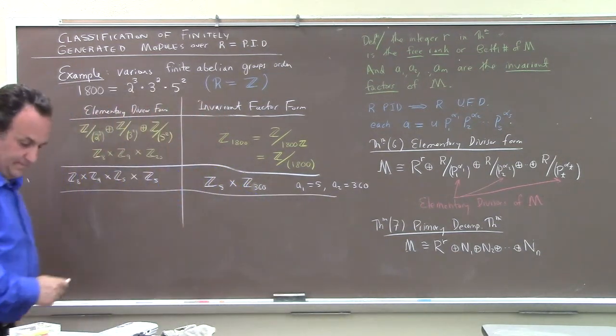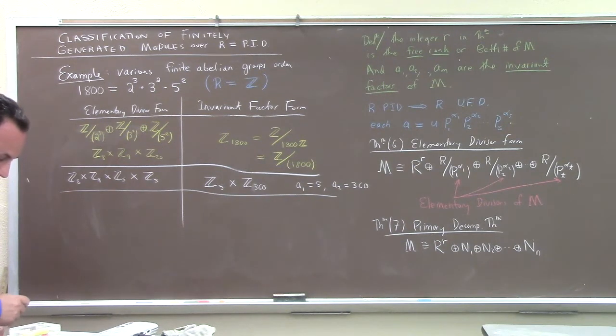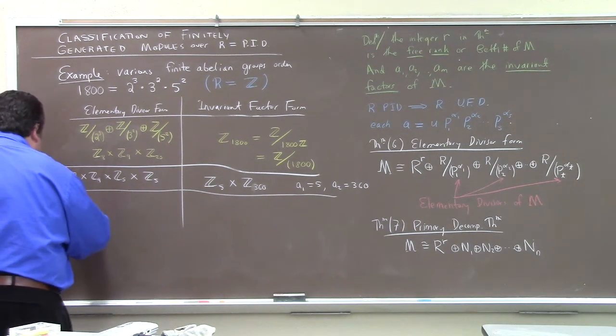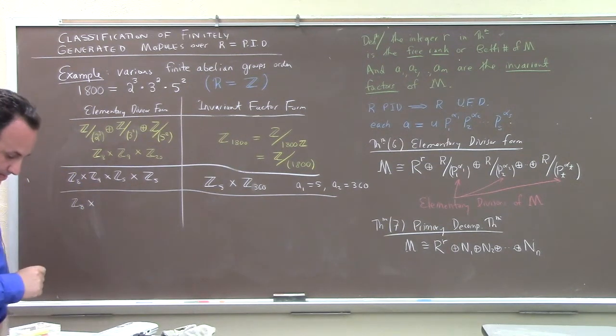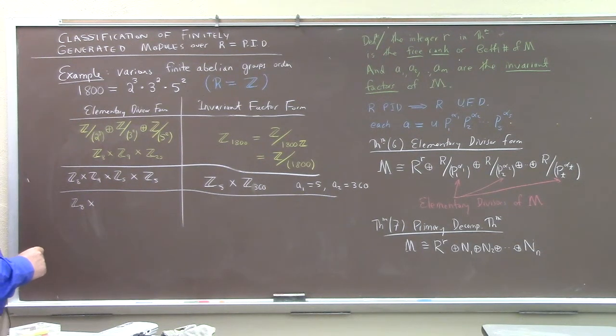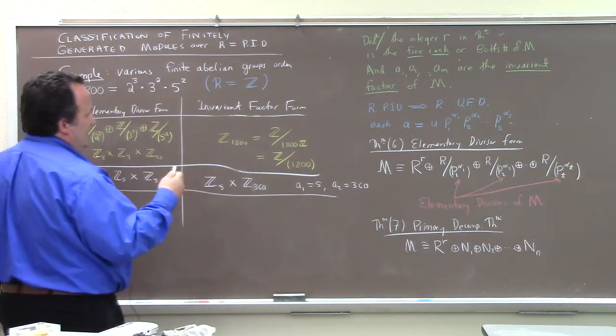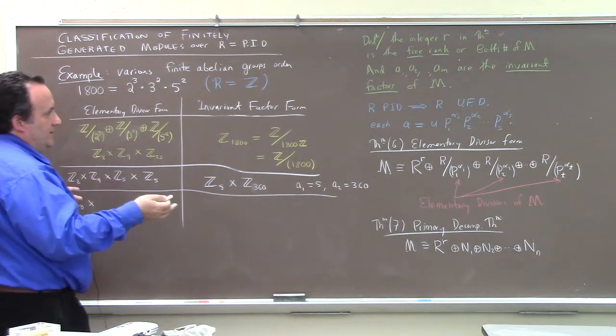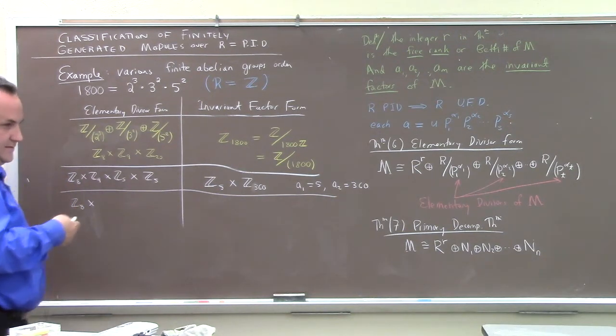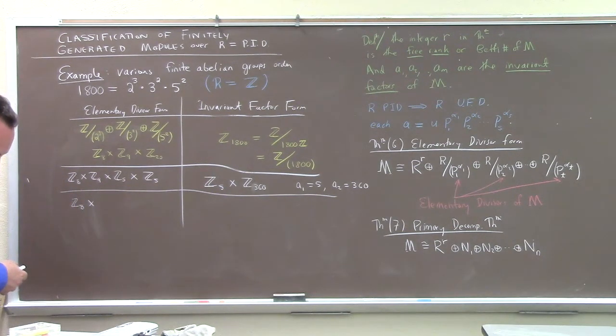Isn't that like how if we had a group of order 4, you could say Z4 or Z2 cross Z2? Well, these are different though. What I'm trying to say is Z2 cross Z4 and Z2 cross Z2 are different. But if it is a thing of order 4, it either has to be Z4 or Z2 cross Z2. Yeah, that's true.